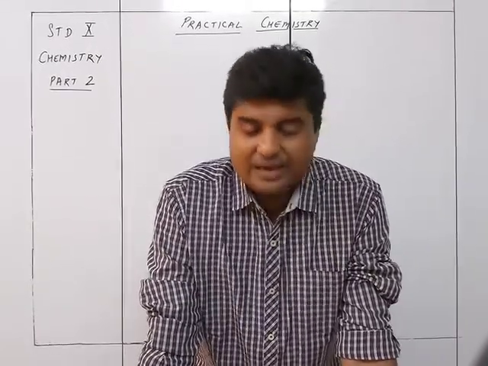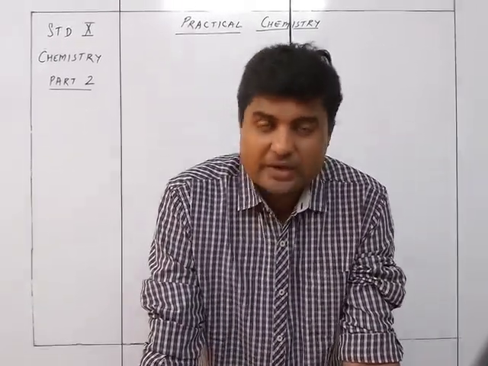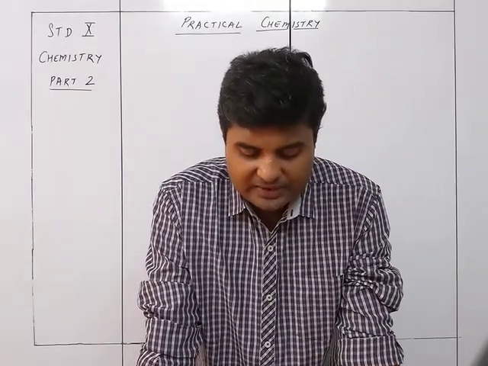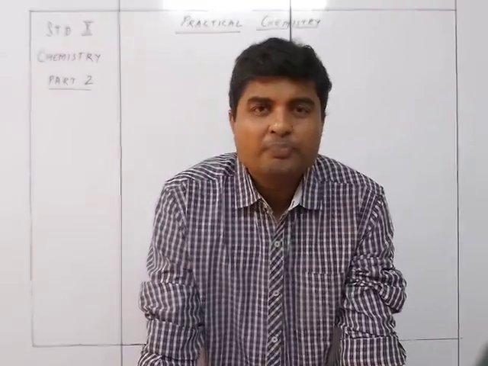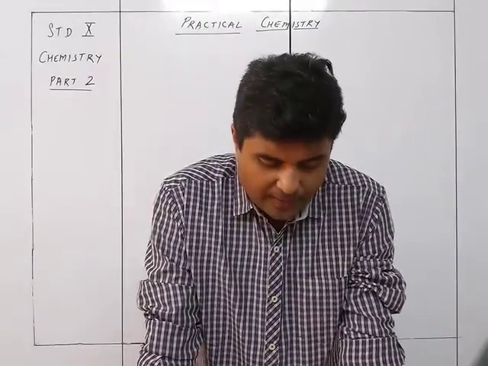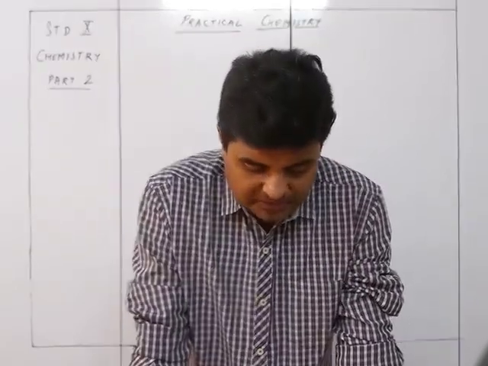So color-wise, it will be colorless. Odor, of course, pungent. And finally, litmus: moist red litmus turns blue. So that will be the way you are identifying ammonia by color, odor, and the litmus.